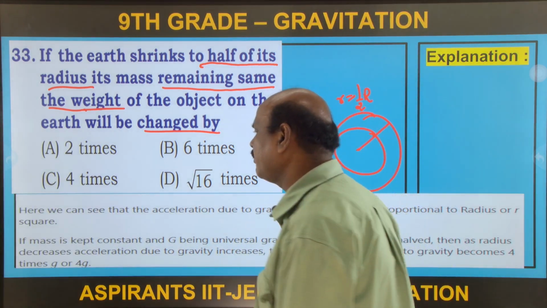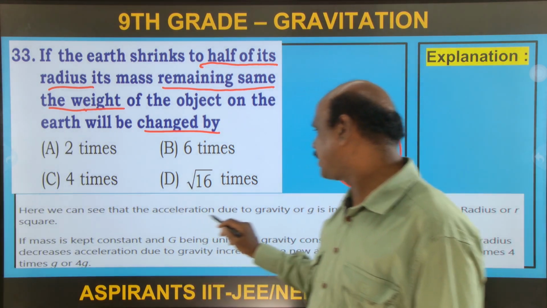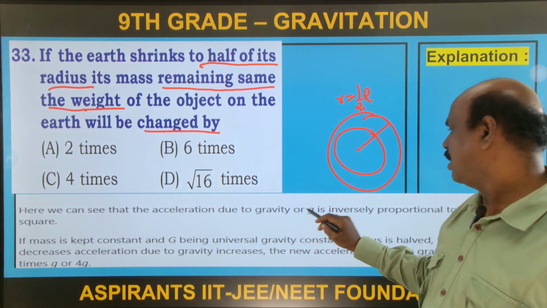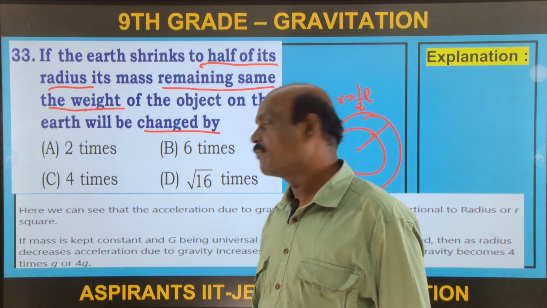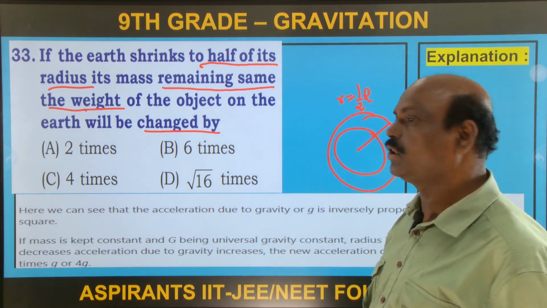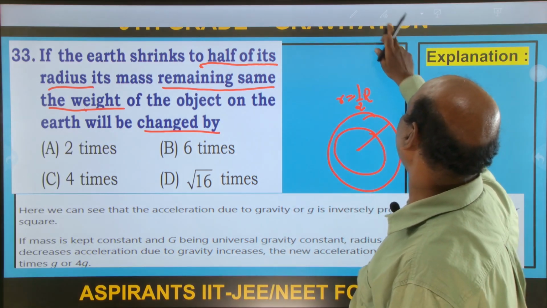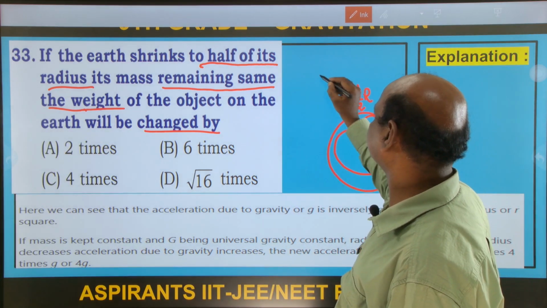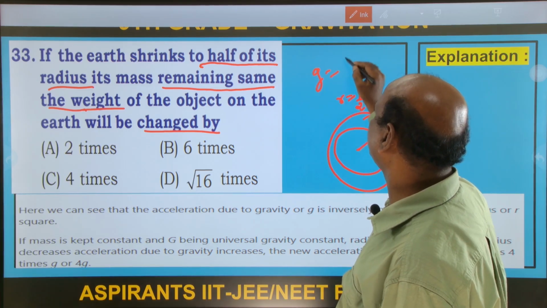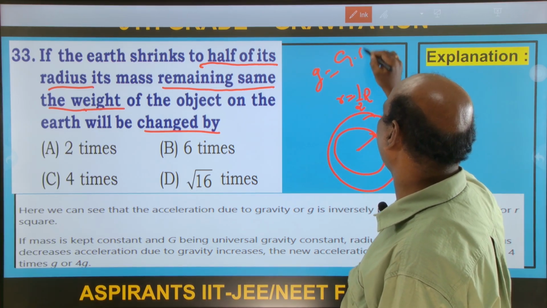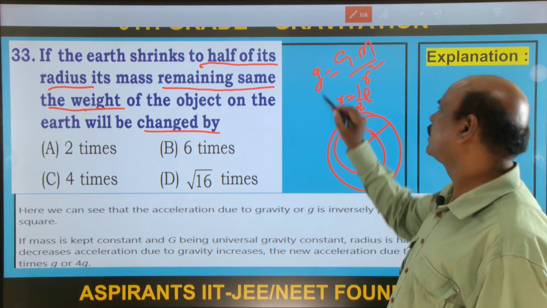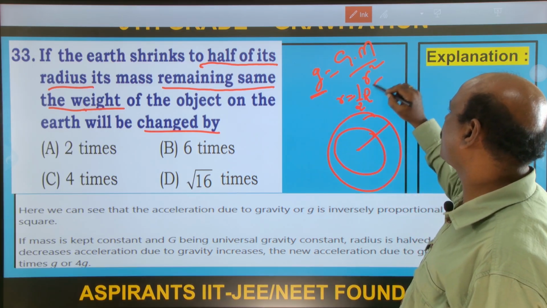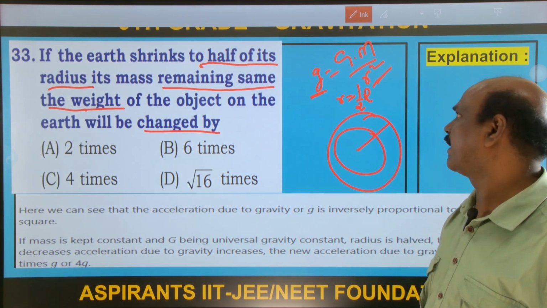So here you can see the acceleration due to gravity g is inversely proportional to the radius. So g is inversely proportional to radius. So why? As already we said, g is equal to capital G into m by r square, meaning this g is inversely proportional to r square.